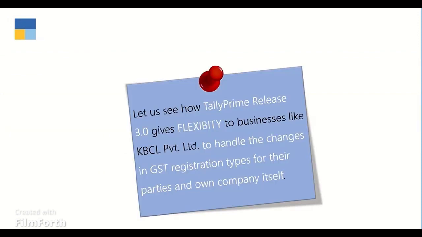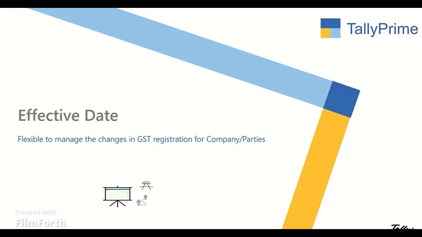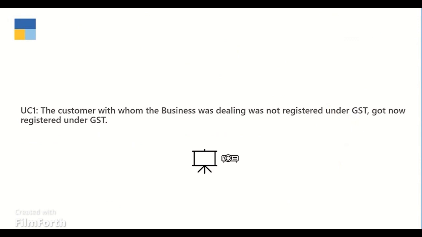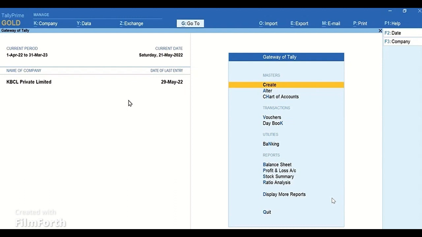Let's see in TallyPrime 3.0, which gives flexibility to businesses like KBCL Private Limited to handle these changes in GST registration types for their parties and also for their own company itself. The feature is effective date. So it is flexible to manage the changes in GST registration for companies or parties. The customer with whom the business was dealing was not registered under GST, but got registered now. So now let's see how to pass that transaction.